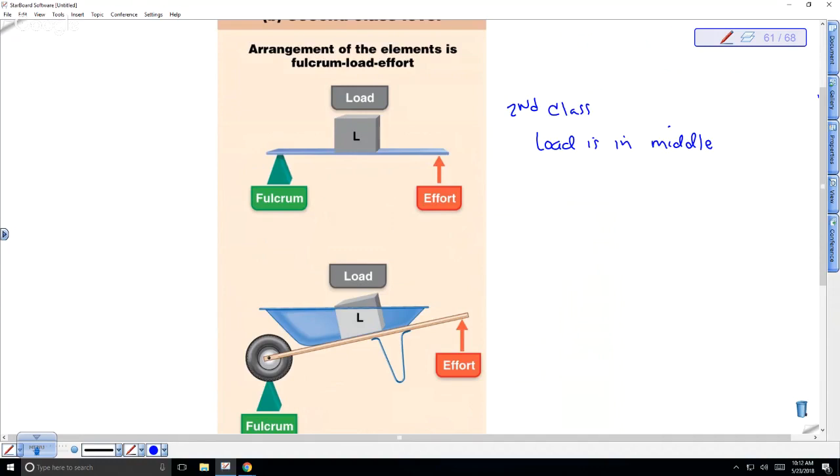Okay. Now, is the effort always further from the fulcrum than the load in this case? If the load is in the middle and the effort is on the other side, then the effort is always further away from the fulcrum, right, than the load. And so in this particular example, these always work at a mechanical advantage. And we'll go back to that image in a minute.